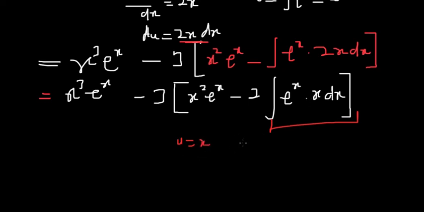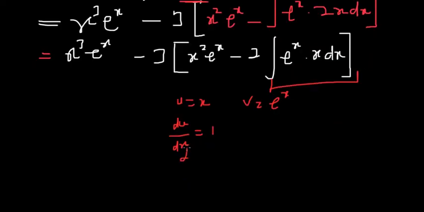Okay, and then we have our v, which is again e exponent x. So let's find du/dx. du/dx will give us 1. When you simplify that, you end up with du equals dx. And then let's find the integral of e exponent x. So the integral of e exponent x is the same as e exponent x.